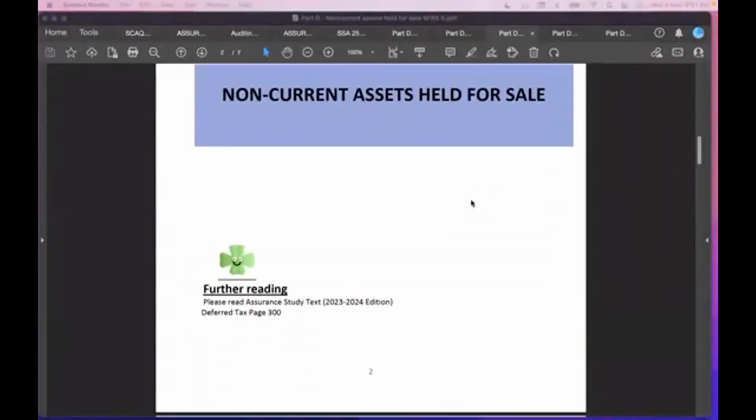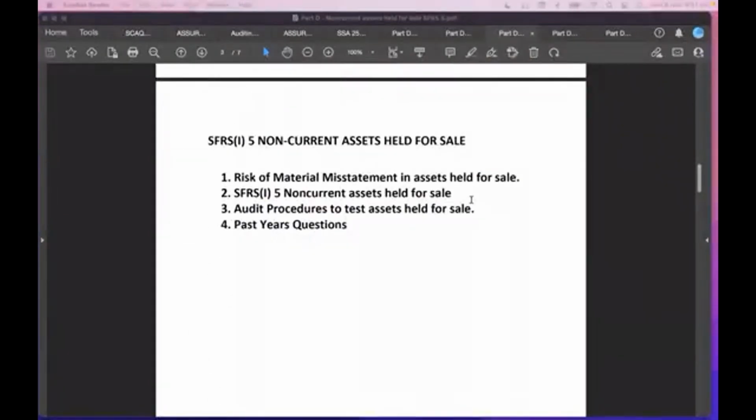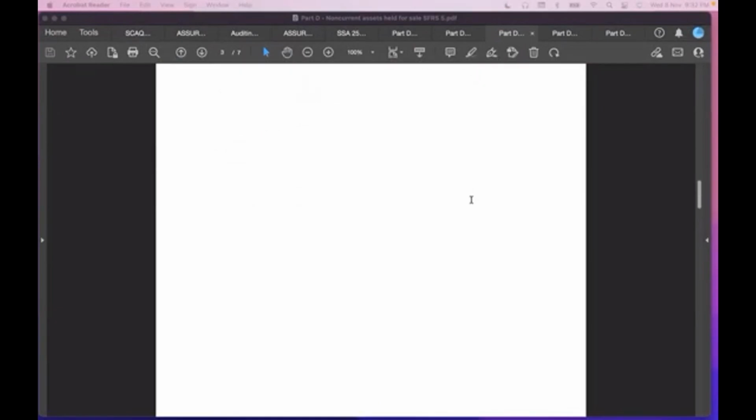All right, let me just scroll up for the contents. This is the flow that we cover for specific issues. We begin with risk of material misstatements in asset held for sale, and then we will cover the reporting standards, salient features. And before we end the session, we will cover audit procedures. Yes, this segment was tested in past years before. All right, so let me just cover the material misstatement.